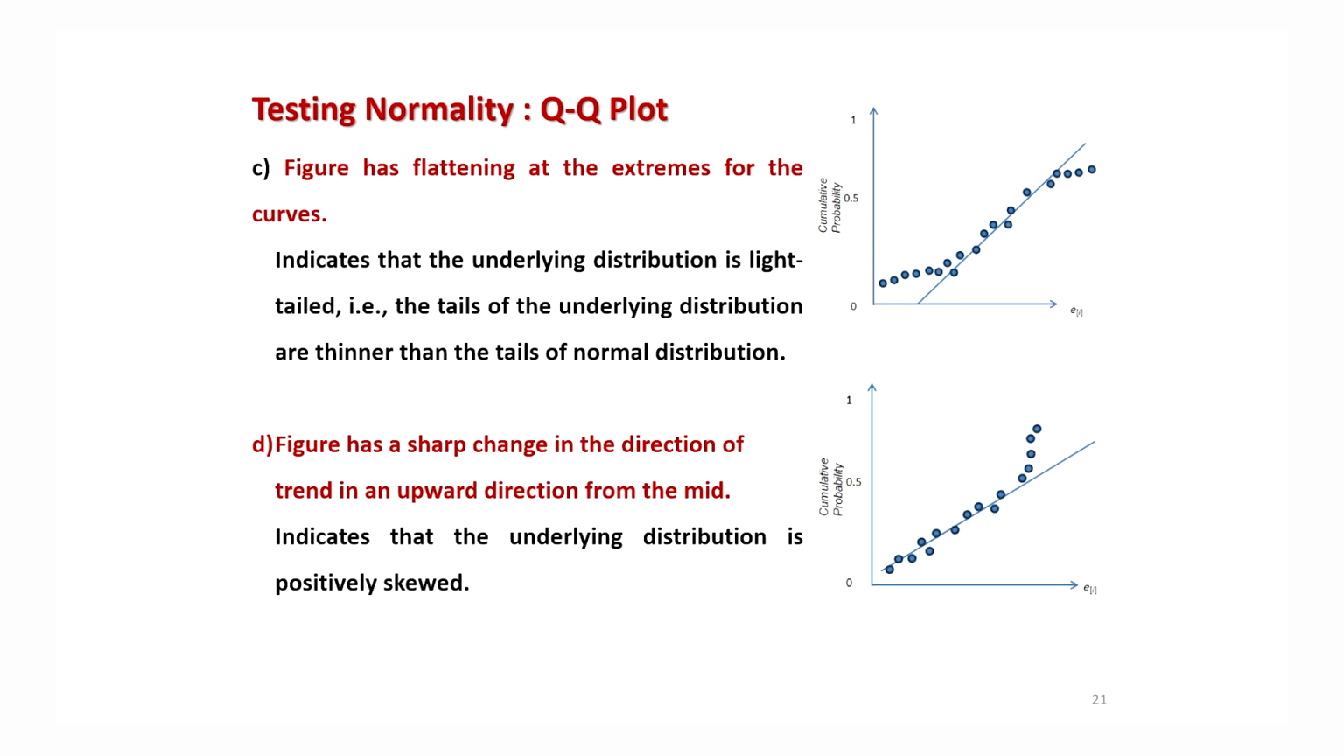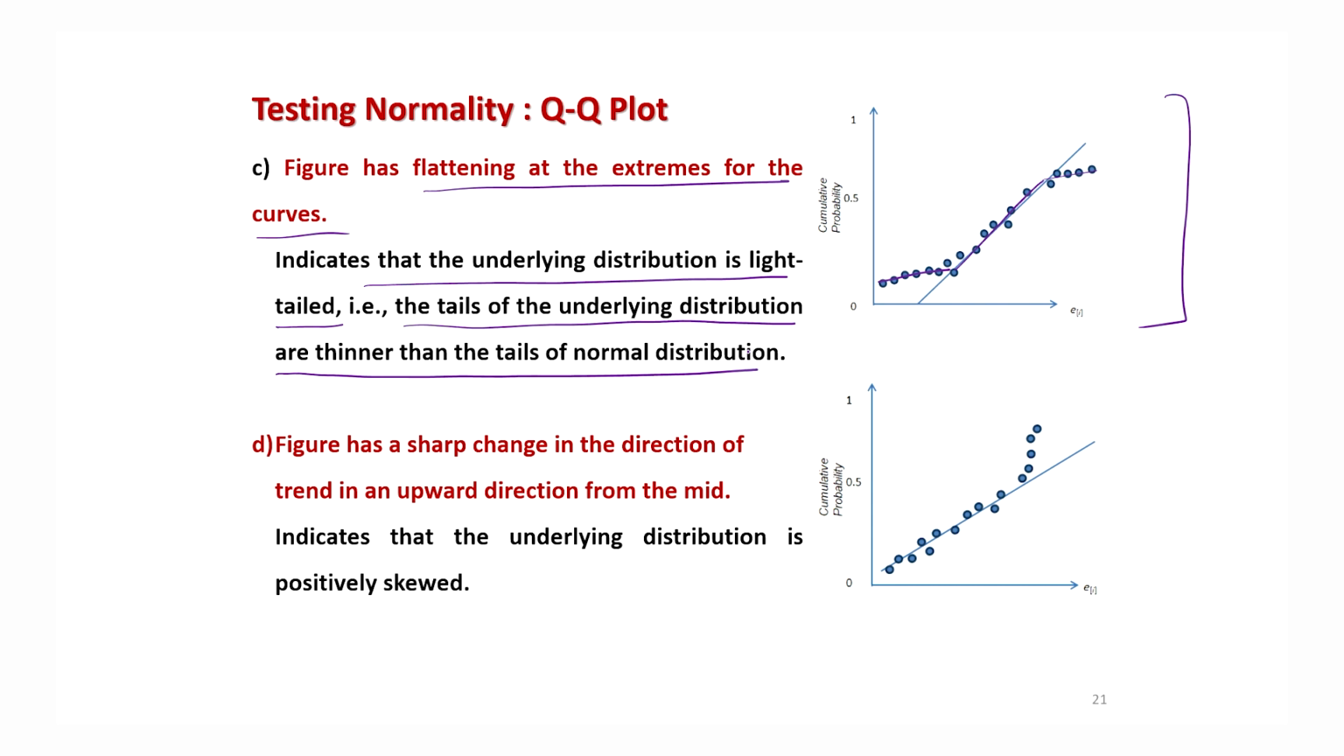And similarly, if you look at this curve, it has this flattening type of points, where it is not that steep, and then suddenly it becomes steeper, and then once again it becomes flat. So this figure has a flattening at the extremes of the curve. This indicates that the underlying distribution is light tailed. That means the tails of the underlying distribution from where the observations are originating are thinner than the tails of the normal distribution.